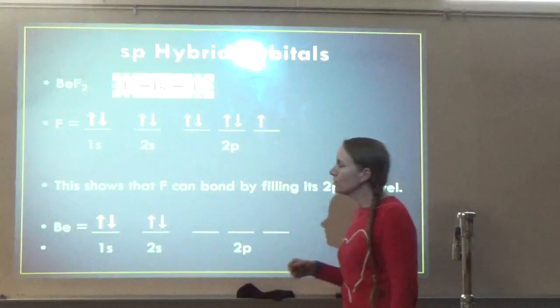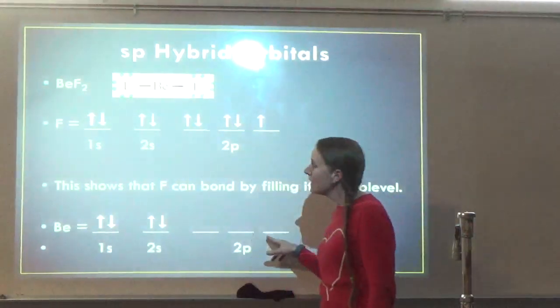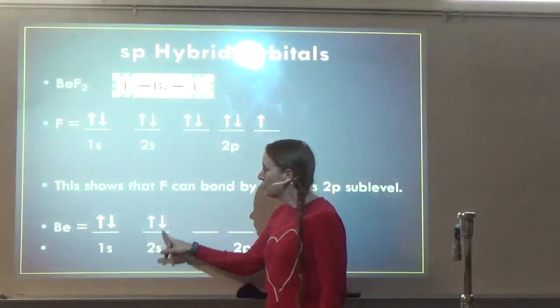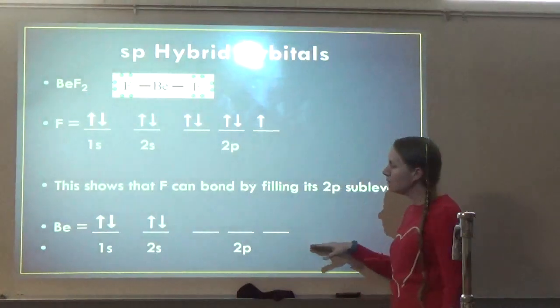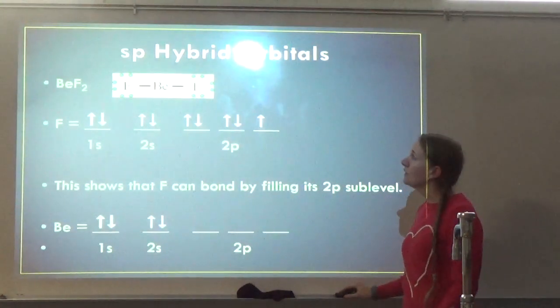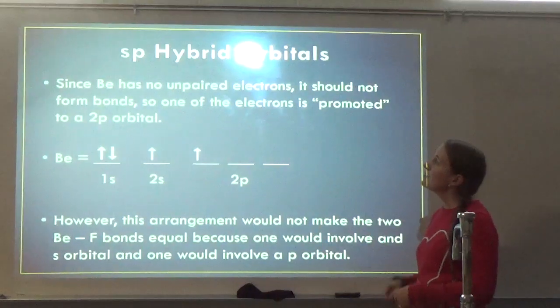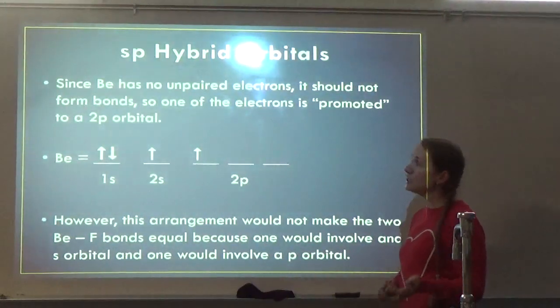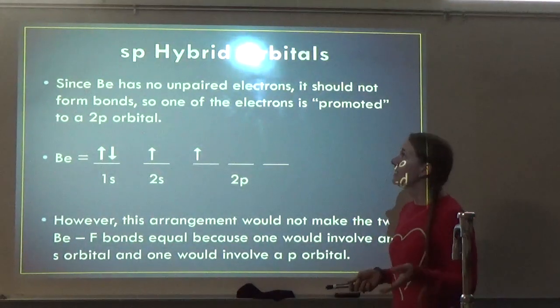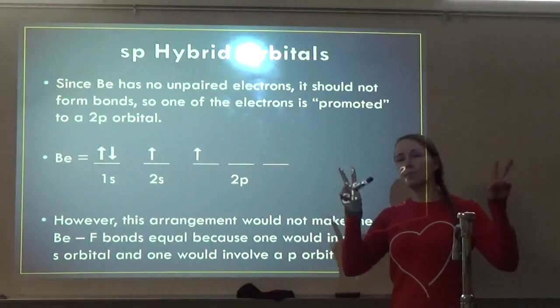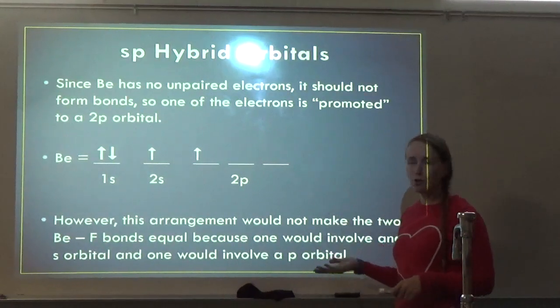However, if you look at Be, on the other hand, it has 1s2, 2s2, and it has 3 empty 2p orbitals. So since Be has no unpaired electrons, it shouldn't really want to form bonds. So one of its electrons is kind of promoted to a 2p orbital.